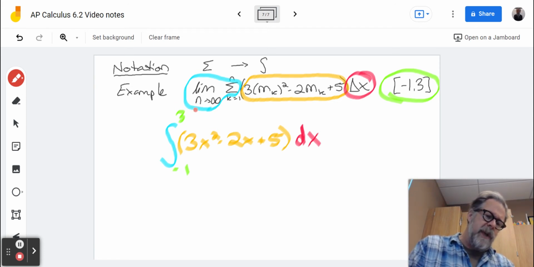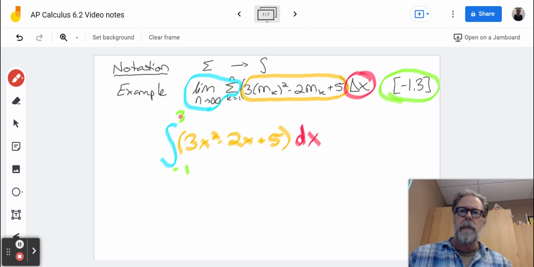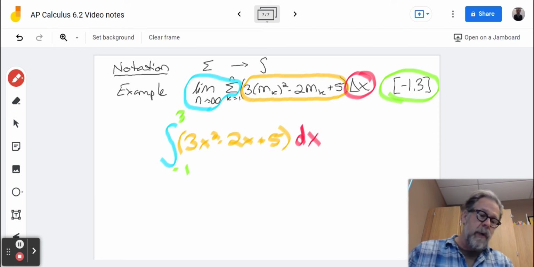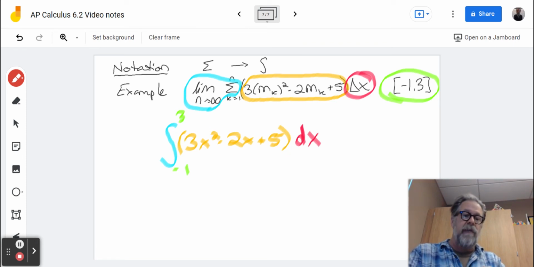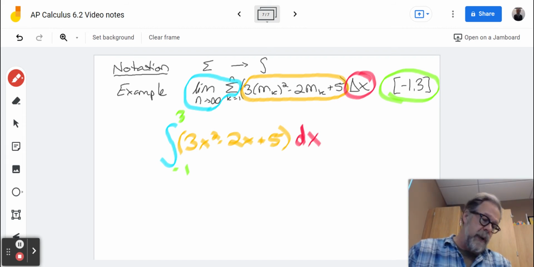The limit of the sum gives us the integral. The interval -1 to 3 tells us the lower limit and upper limit of our integral. The equation inside, telling us the height of each rectangle, is our function, 3x squared minus 2x plus 5. And our width, delta x, becomes dx when we take that limit.